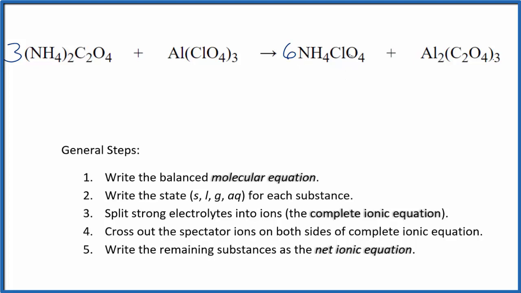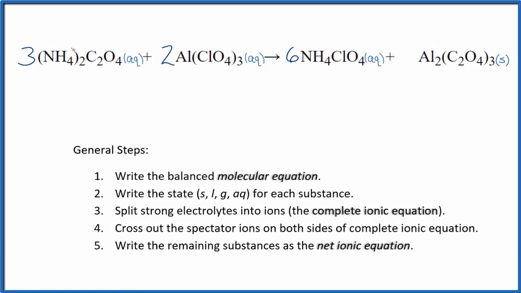I have 6 perchlorates and only 3 here. If I put a 2 in front of the aluminum perchlorate, I have 2 times the 3, 6 perchlorate ions. Those are balanced. 2 aluminums over here, 2 aluminums. That's the balanced molecular equation. That's a lot of work. Now we can write the state for each substance, and that looks like this.